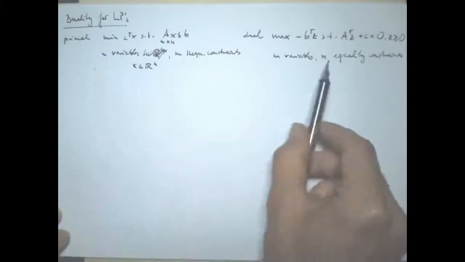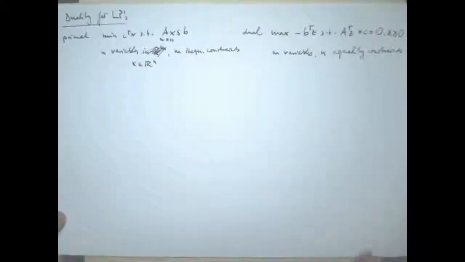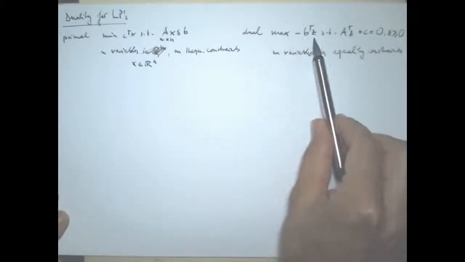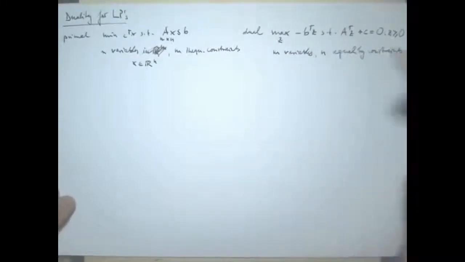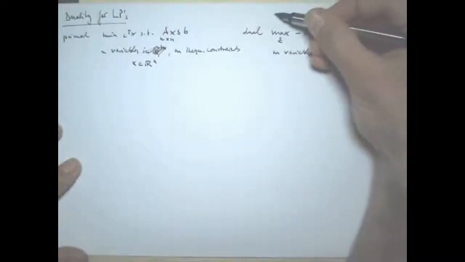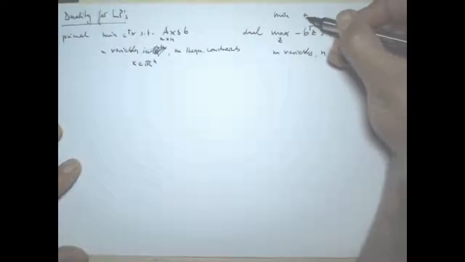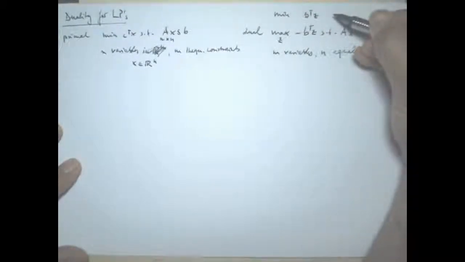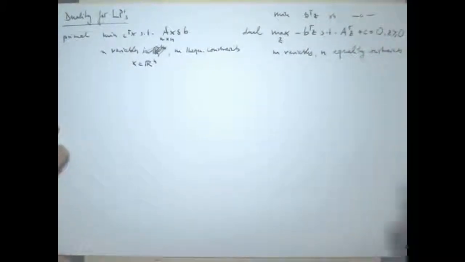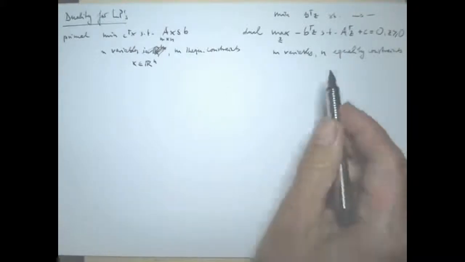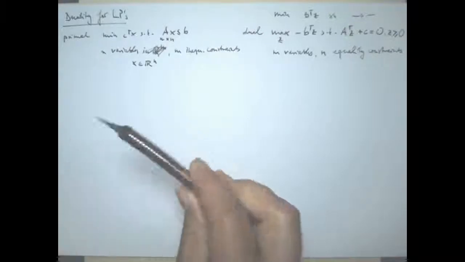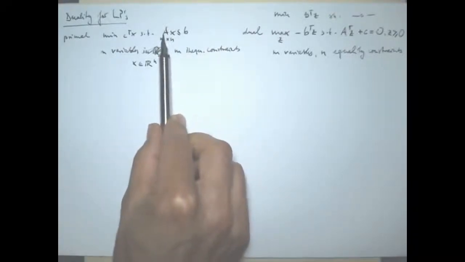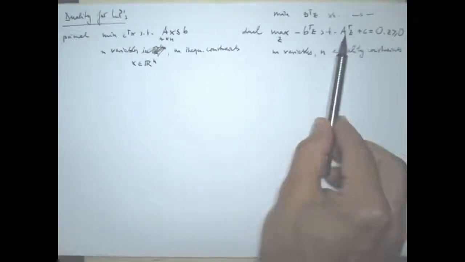Now, what you call primal and what you call dual is really arbitrary. So rather than maximize minus B transpose Z, I could just as well write, I want to minimize B transpose Z subject to the same. And they are really the same. What matters is that here you have your matrix A and there you have your matrix A transpose.